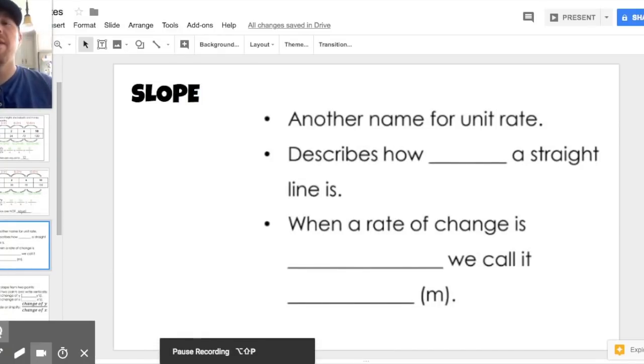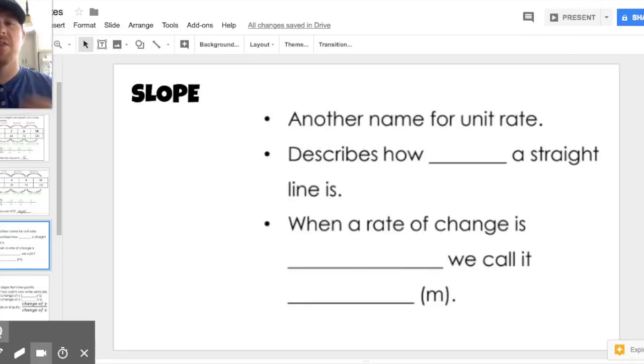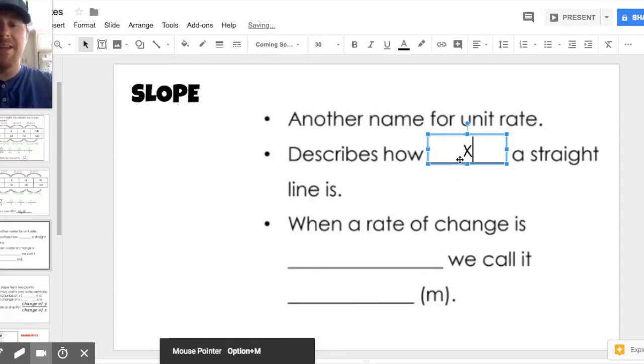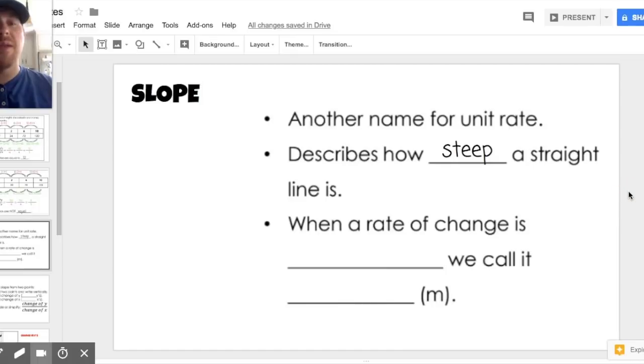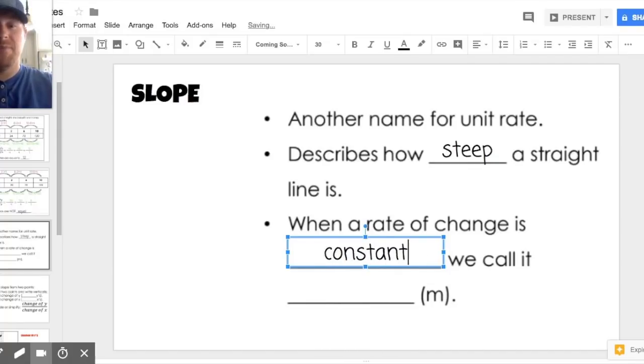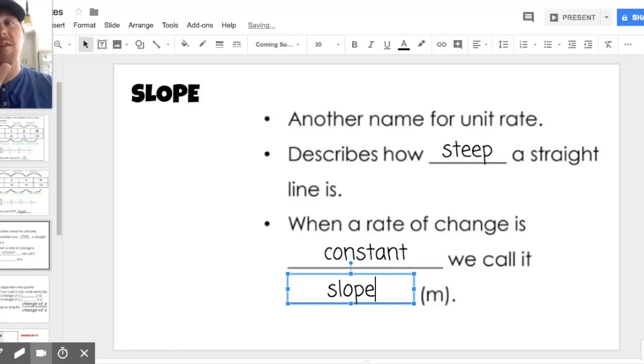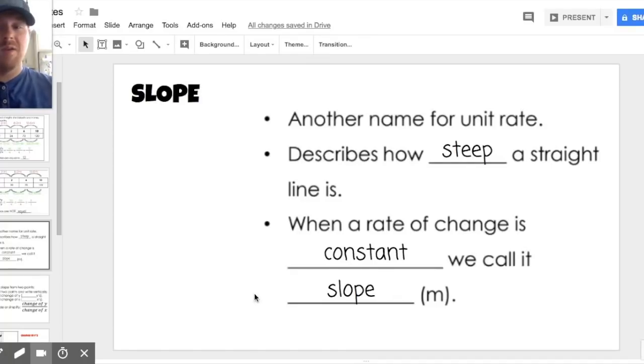So now we're going to bring in that 8th grade topic I've been telling you about called slope. All right, so this is just another name for unit rate. It describes how steep a straight line is. Okay, so we're going to be able to tell how steep a line is on a graph. When the rate of change is constant, we call it slope. All right, so remember the 2 relationships we just talked about. We had constant and variable. So when it's constant, we call it slope.